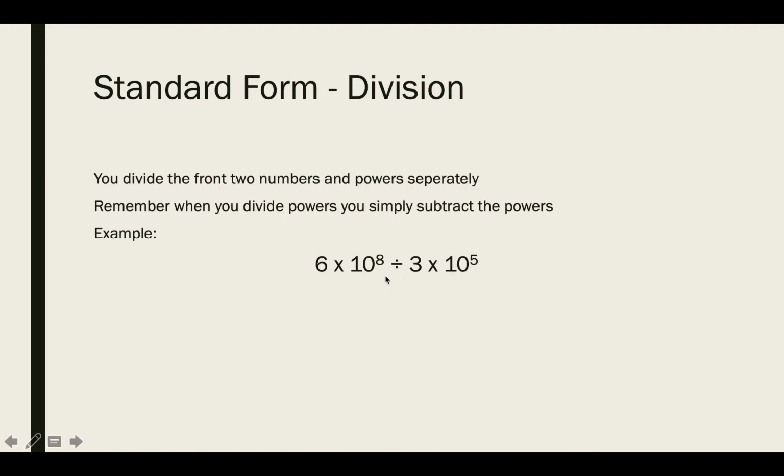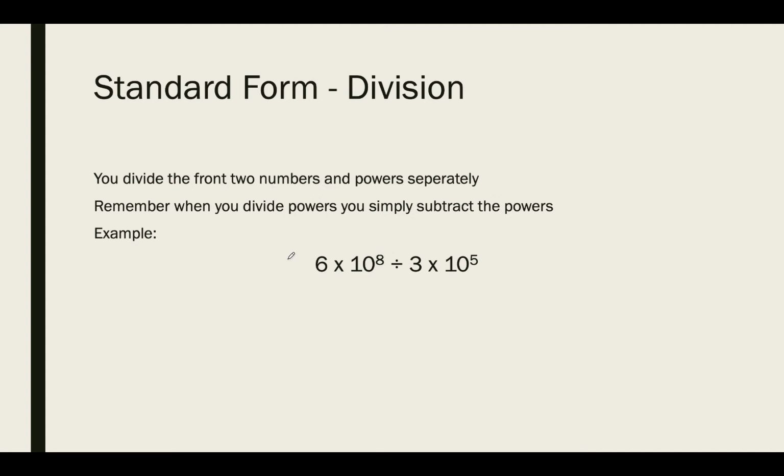Now division follows the exact same method as multiplication, except you divide the front numbers and the powers separately instead of multiplying. So it's the exact same method, and we need to remember that when you divide powers, you simply subtract the numbers, which are here, so the powers.